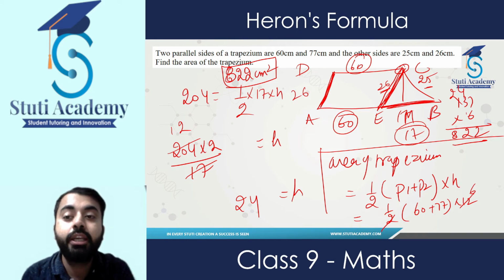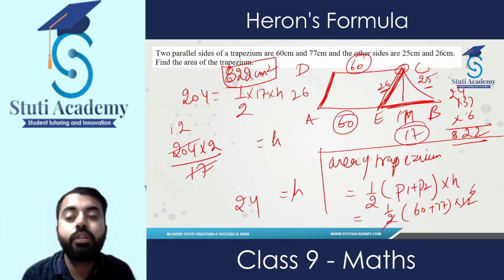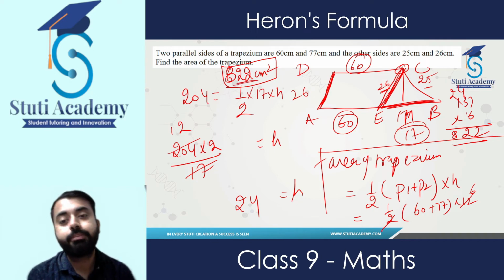See, the area of trapezium is half into P1 plus P2 multiplied by their common height. Once I had got my height, I would have put it in my formula here. I would have got my answer, which would have been 822 centimeter. Right? It is a bit lengthy one, but it is one of the important questions that can be asked on the basis of Heron's formula.